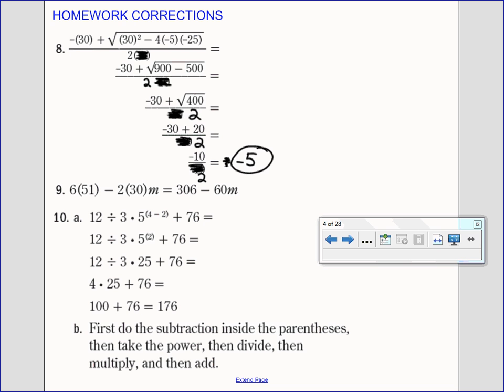Nine, 306 minus 60n could be an expression for that. A, so 176 at the end of the day. B, you did subtraction inside the parentheses, then raised to the exponent, then you divide, then you multiply, and then add. We're going to need that later for our activity.